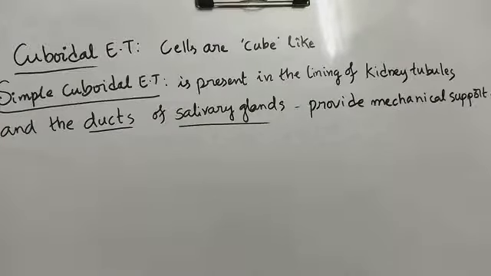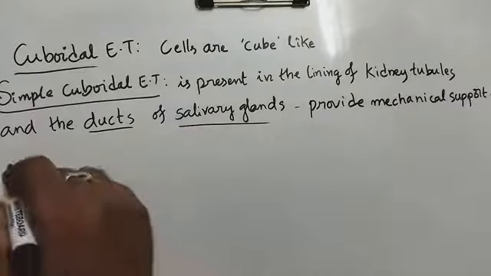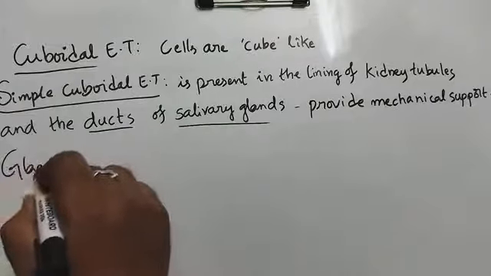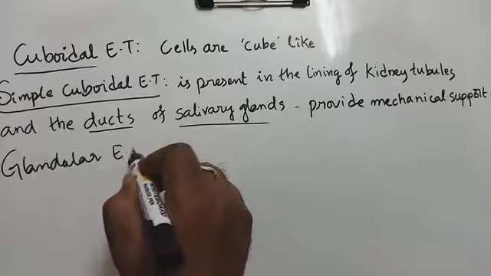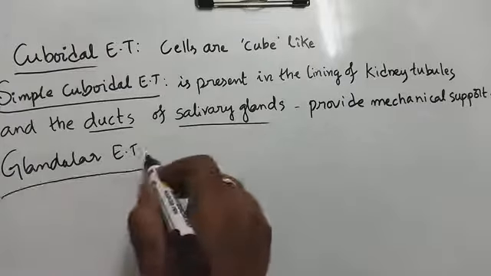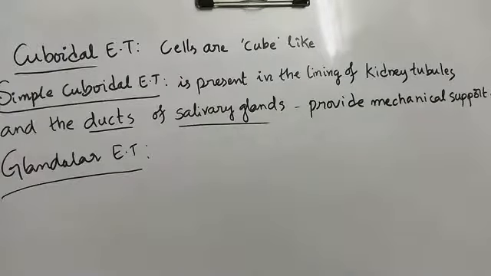Glandular cuboidal epithelial tissue. In certain glands like pancreas, a portion of epithelial tissue folds inward and forms a multicellular gland.